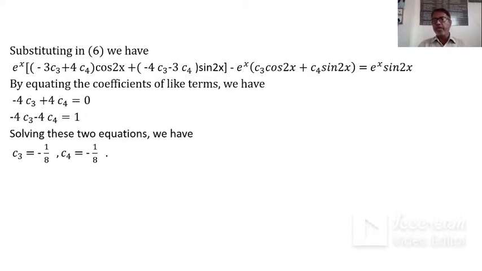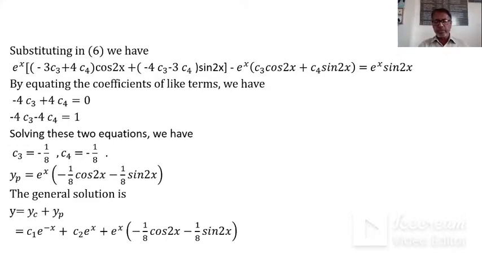And we substitute these values of c3 and c4 in yp. Therefore, yp is equal to e to the power x times minus 1 upon 8 cos 2x minus 1 upon 8 sine 2x. Then we write the general solution: y is equal to yc plus yp. And this is the general solution. That means we have solved the given non-homogeneous differential equation by the method of undetermined coefficients.